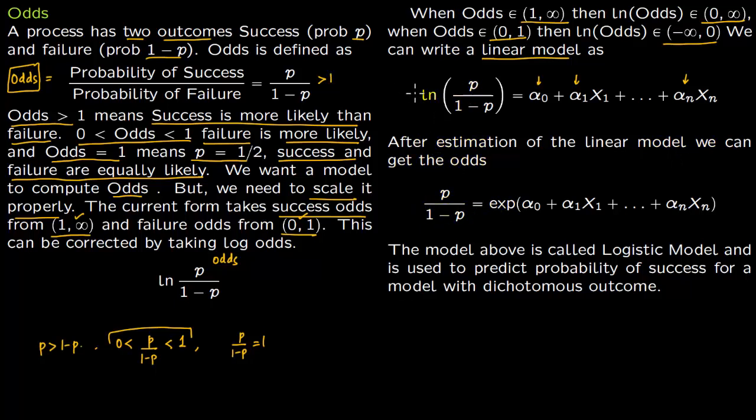The exponential and log will cancel out here, and you take the exponential on the other side too. And that's what you get here, and the exponential and log cancel out to give P over 1 minus P. And this is the model which is called the logistic model, and it is used to predict the probability of success for a model with dichotomous or two outcomes. That is, there are only two outcomes. One outcome is success and the other outcome is failure.